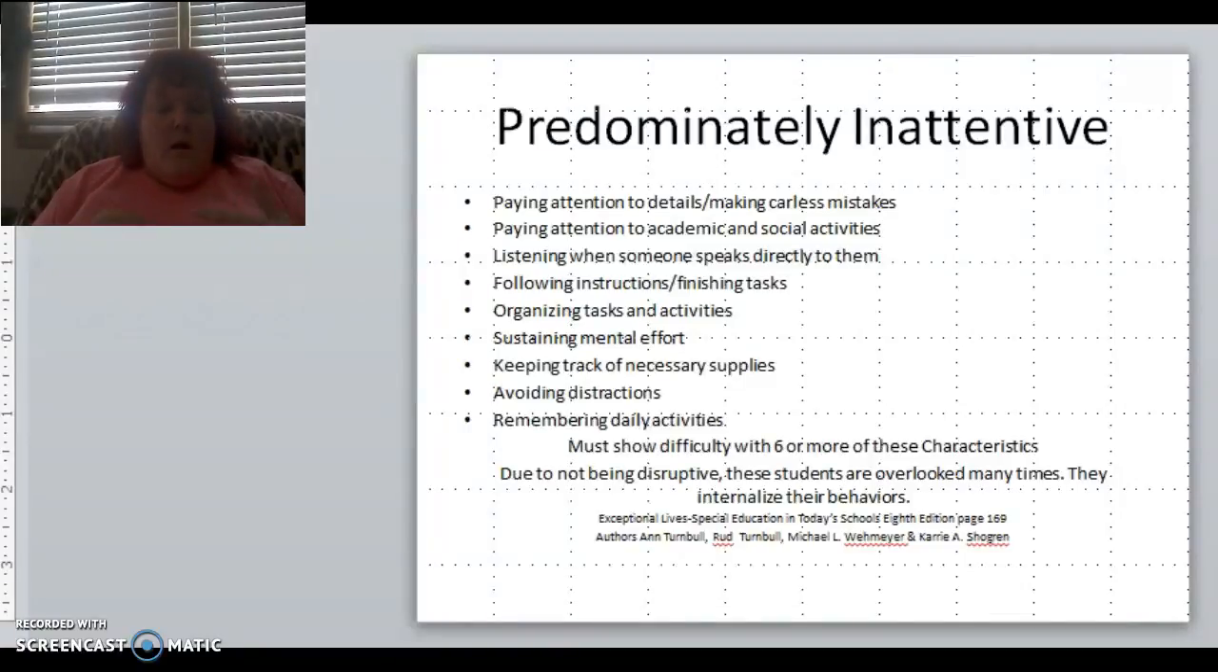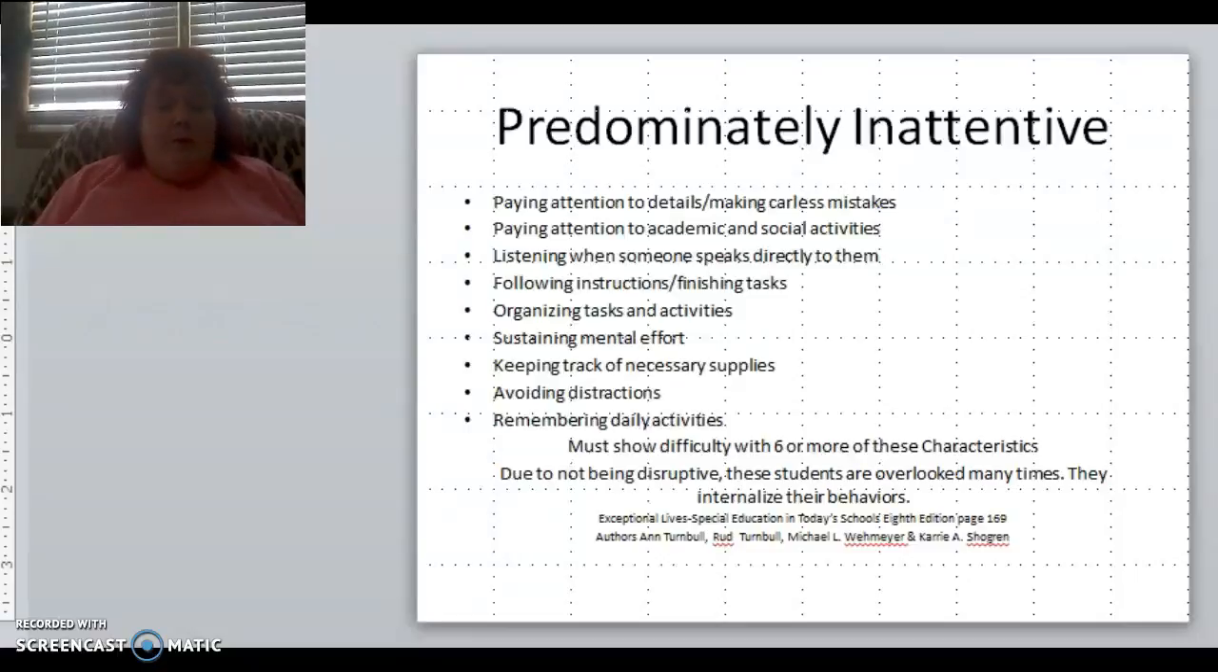Keeping track of necessary supplies. Where's your pencil? Where's your notebook? Where's your textbook? Those kinds of things. Avoiding distractions. If they cannot keep from being distracted, they have those issues. And remembering daily activities. You know, did you brush your teeth? Did you wash your hands? And how things go.